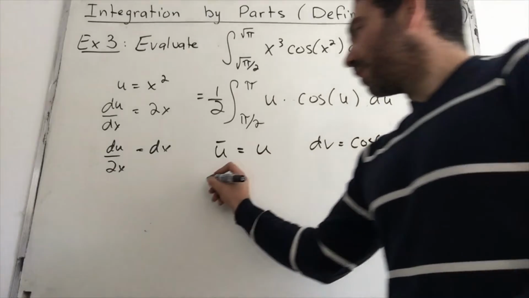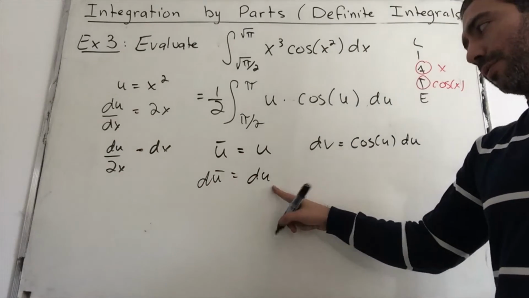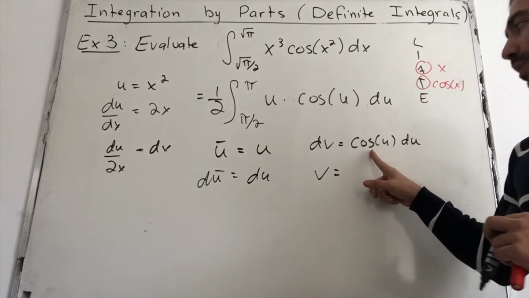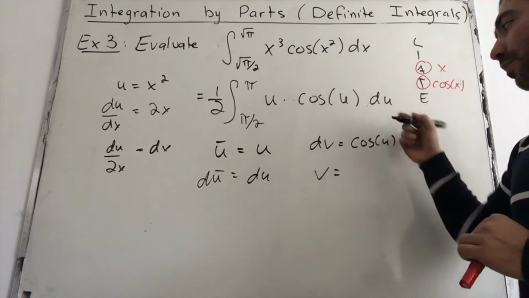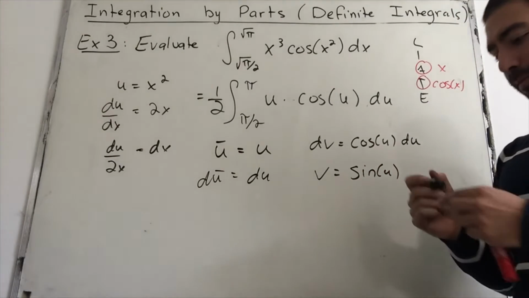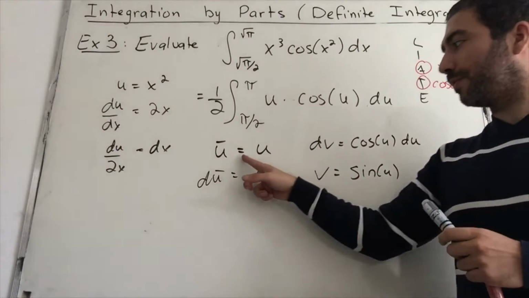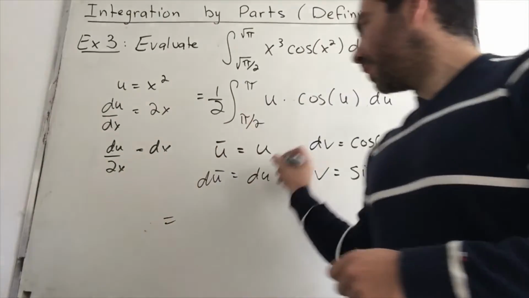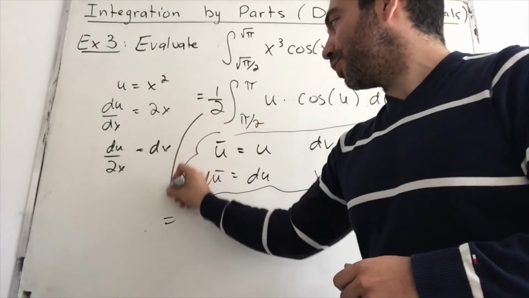Okay. So if we take the derivative of u bar, it gives us the derivative of u, which is just du. And if we're gonna integrate dv to get v, what's the integral of cos? Well, the derivative of sine is cos, so the integral of cos is sine. Okay. And now we use our rule. The integral of u dv is equal to, so now this is essentially side work. This is stuff we do on the side. Now we jump down here from here.